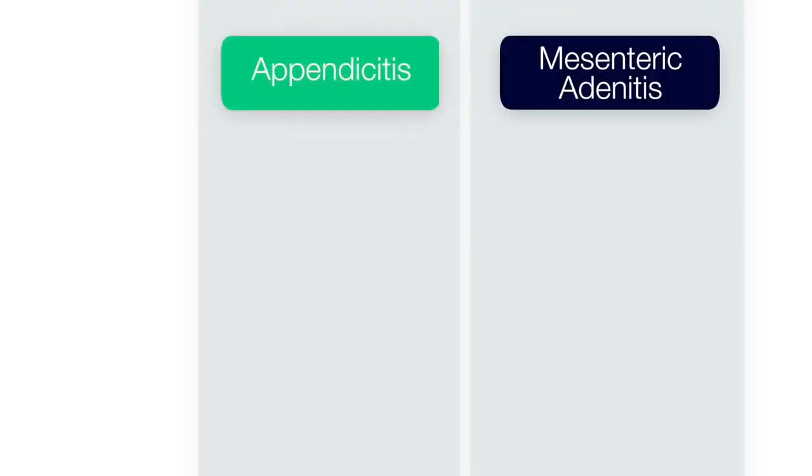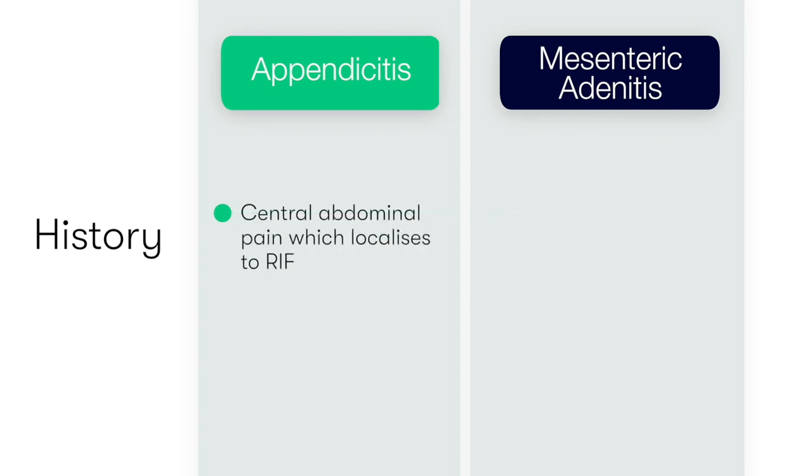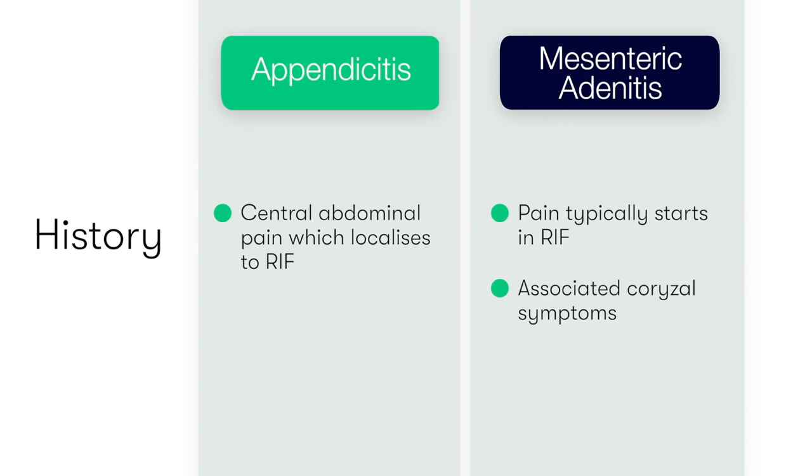The first is in the patient's history. Now, as we know, in appendicitis, the patient usually describes central abdominal pain that over time localizes to the right iliac fossa. While in mesenteric adenitis, the pain typically starts in the right iliac fossa. Additionally, patients with mesenteric adenitis will often describe coryzal symptoms, such as a sore throat, a cough, and a runny nose, in the days that precede their abdominal pain.